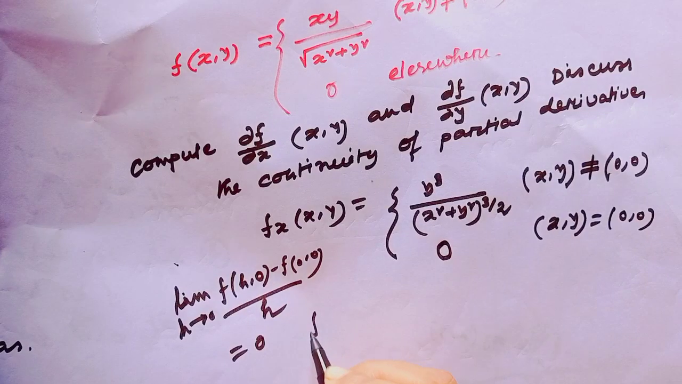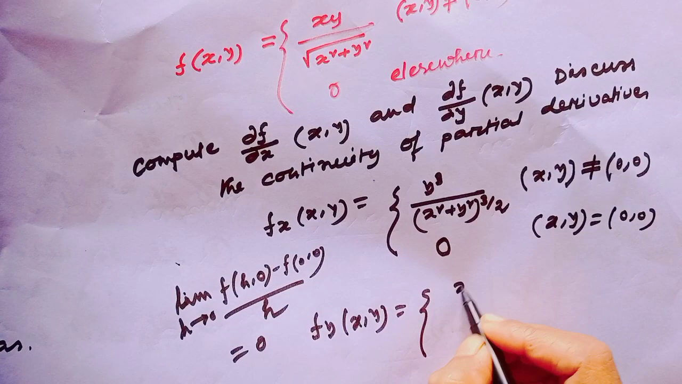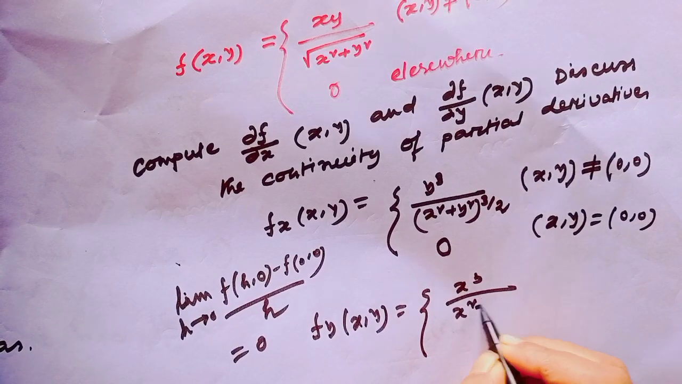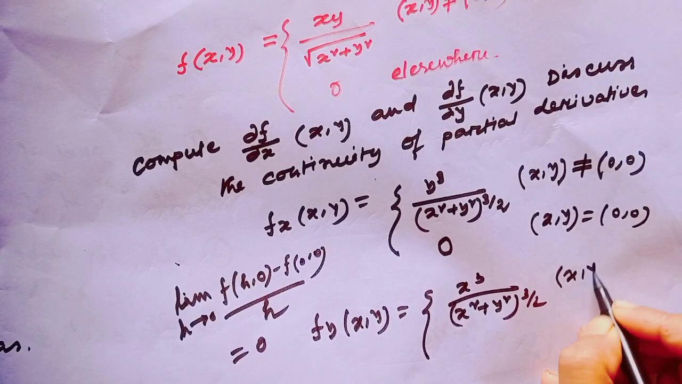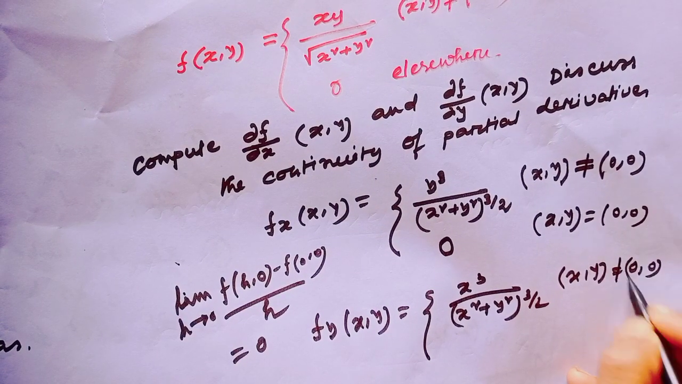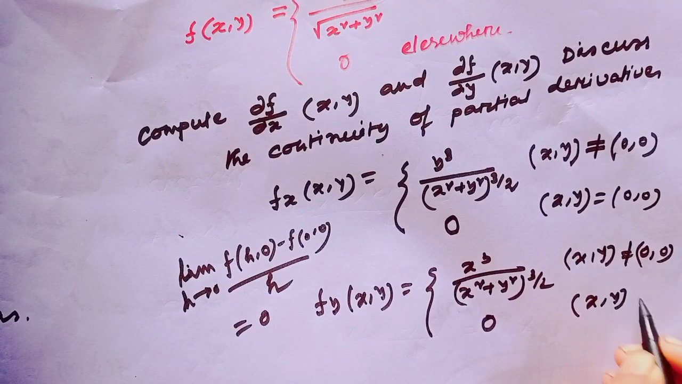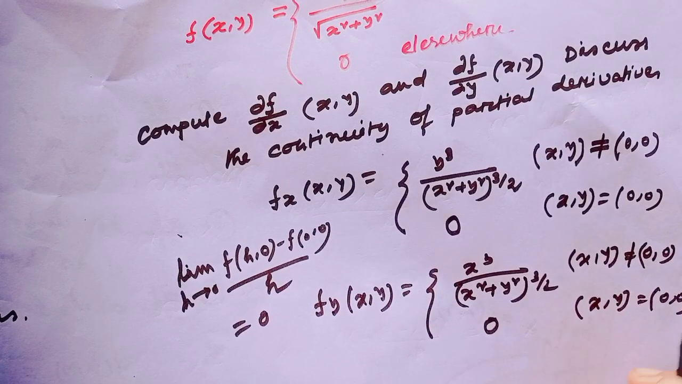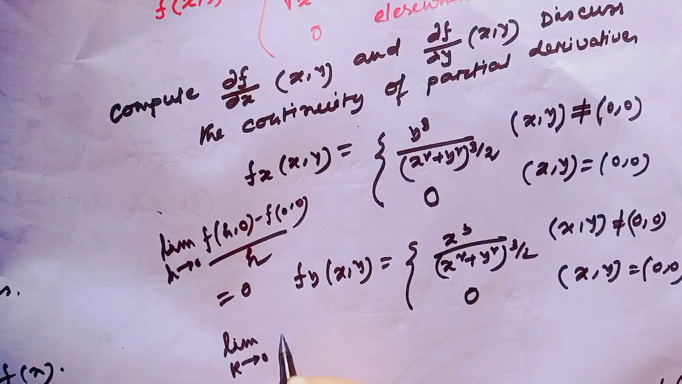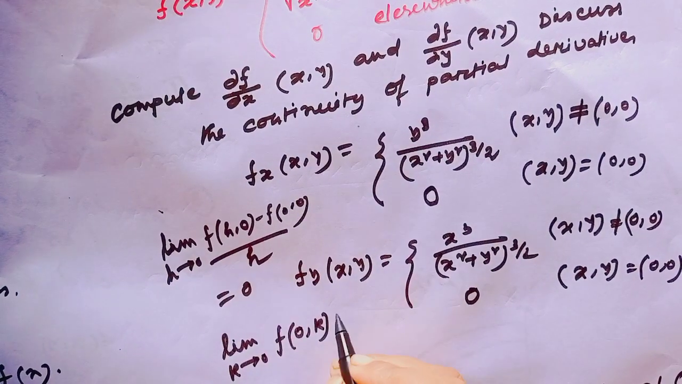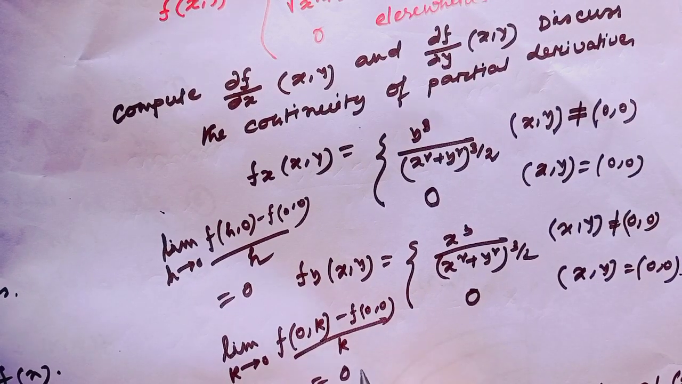Similarly, f of y at (x, y) would be x cube over (x square plus y square) to the power 3 over 2 when (x, y) not equal to (0, 0). Otherwise, the value is 0. Similarly, the definition is limit k tends to 0, f of (0, k) minus f of (0, 0) over k, and this value would be 0.